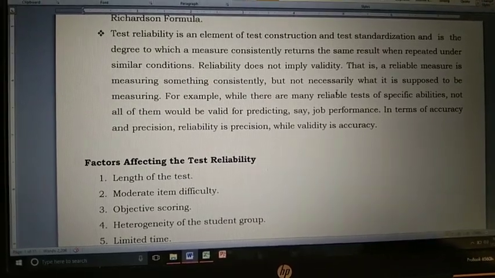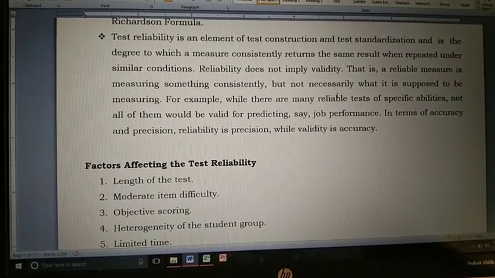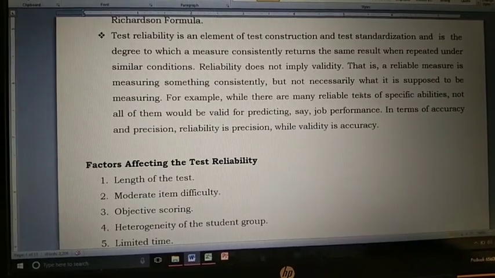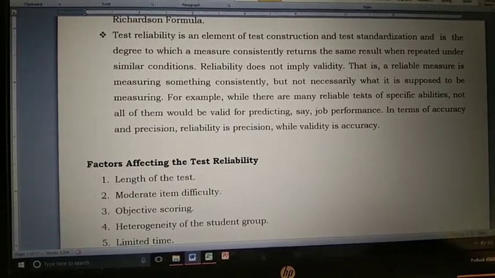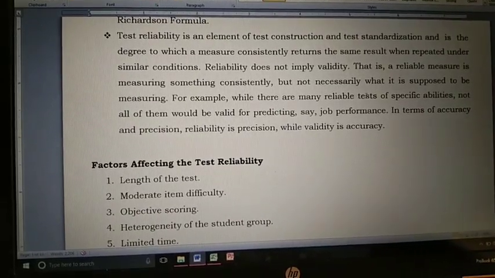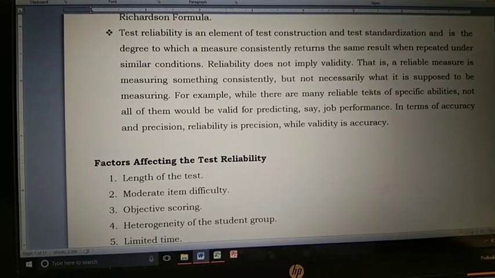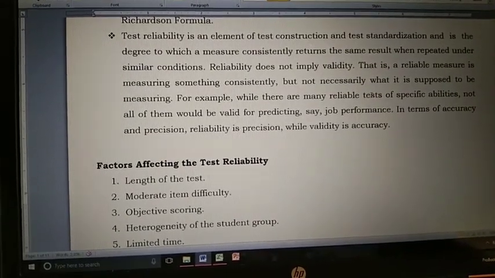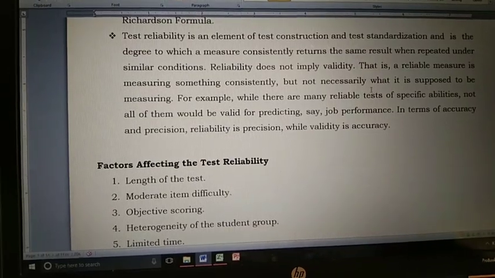Okay, let's move on to the factors affecting the test reliability. First, we have the length of the test. Number 2, moderate item difficulty. Number 3, we have objective scoring. Number 4, heterogeneity of the student group. And lastly, number 5, limited time.